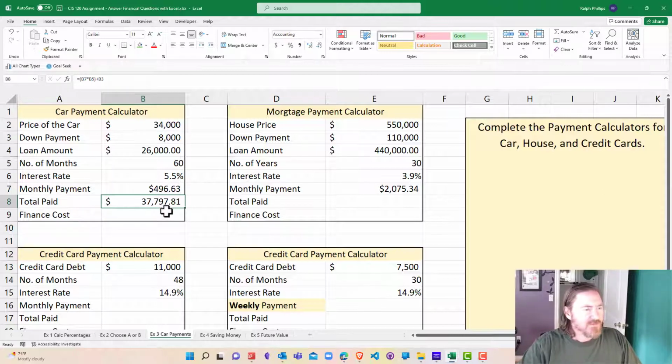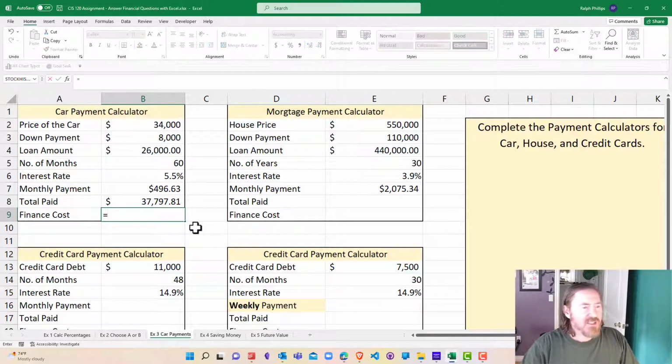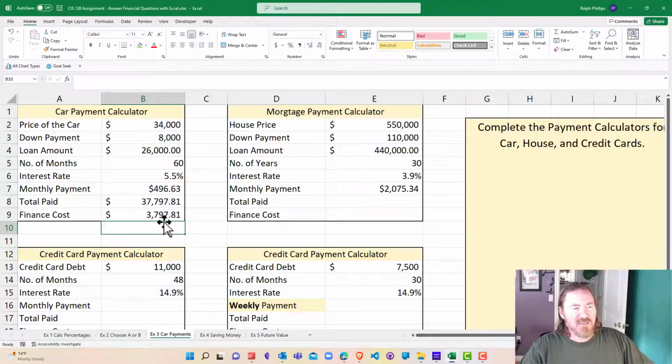The finance cost is going to be equal to the total paid minus the original price of the car. What did I pay extra? Obviously, if I just walked in with a briefcase full of cash, I could have just paid for the price of the car. But since I financed it, I had to pay a little bit more. I had to pay about $3,800 more since I'm financing it with a loan.